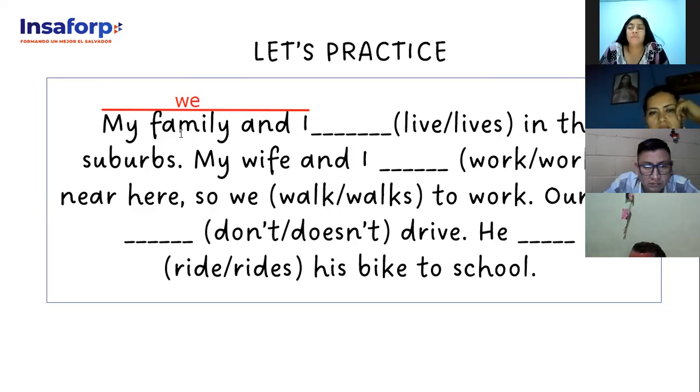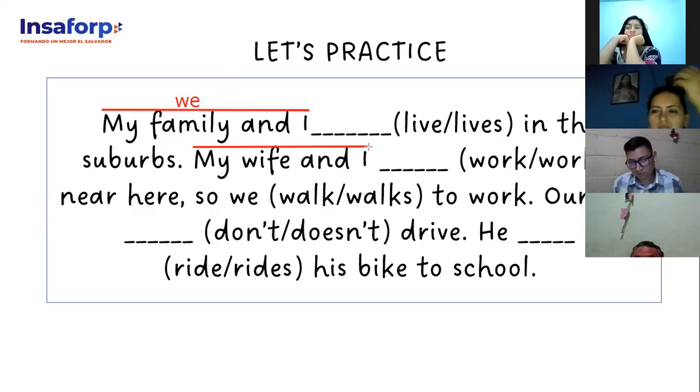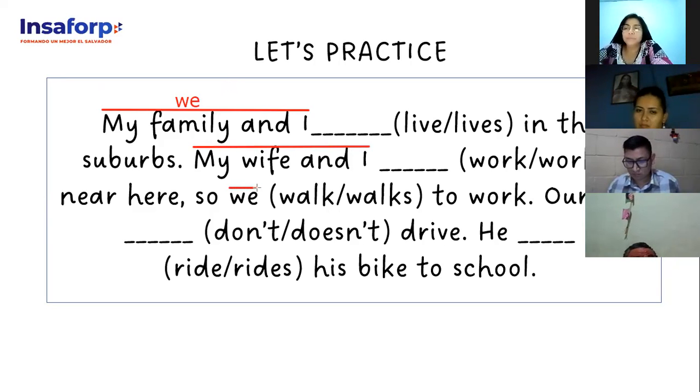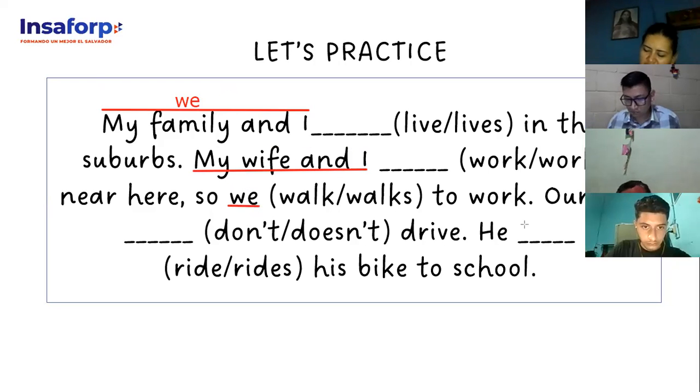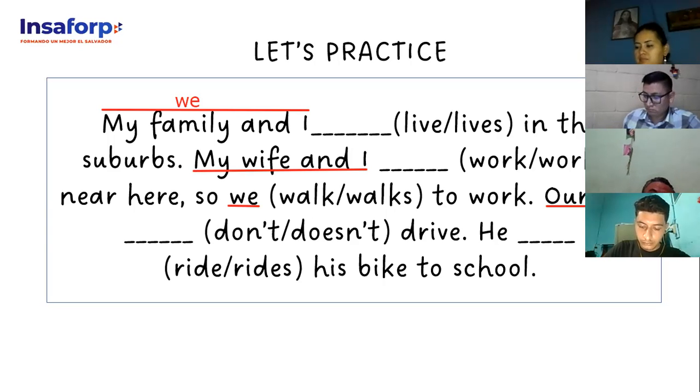Okay. My family and I. Oh, look at this one. It's the same. My wife and I. We. Okay. And we have another subject here. Otro sujeto acá. We. Ah, look at this one. Tenemos otro sujeto. Our son. Cambiémoslo por un pronombre. Our son. Nuestro hijo. Okay. Very good.